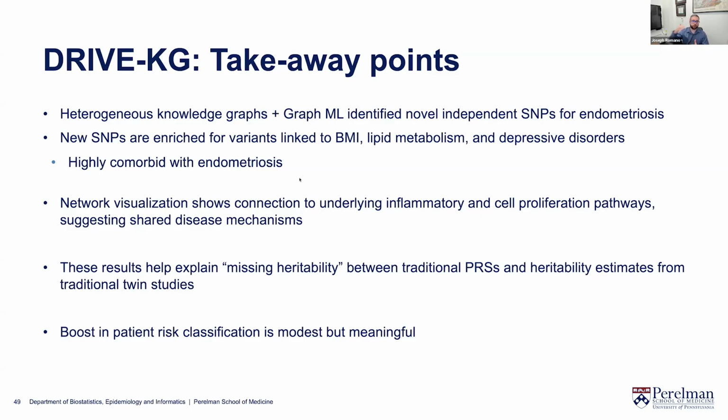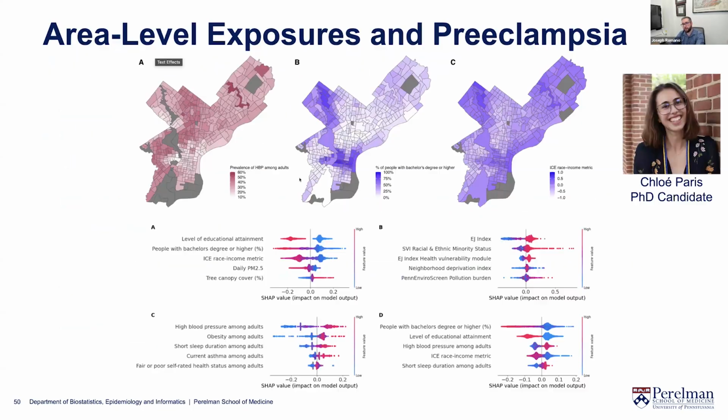So we do see an increased boost in the classification risk as well, sort of as an added bonus. We're able to make these predictions slightly better and more accurately. That's a moderate boost, but it is meaningful. So the most important takeaway is that we were able to identify new associations that can explain comorbidities as well as the mechanisms underlying disease using this knowledge graph approach.